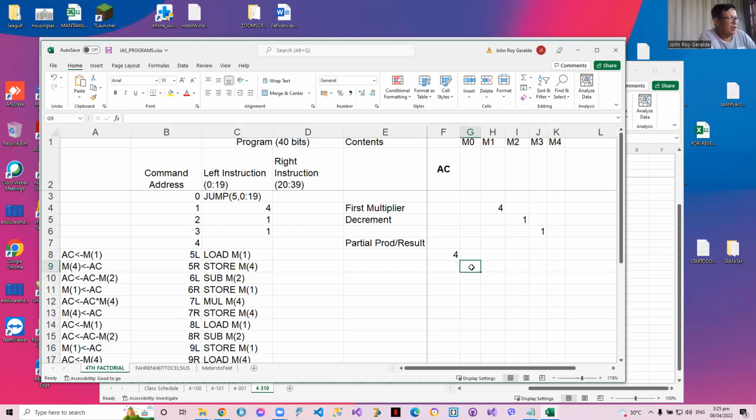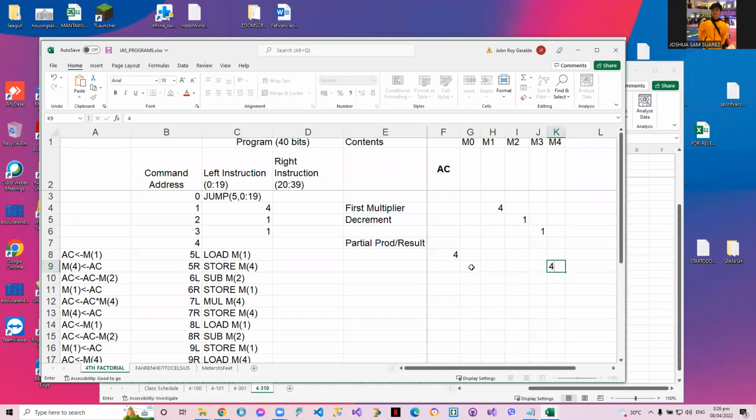Now we say store M4. Joshua, what will happen to M of 4? Store M4 means M of 4 receives AC. This is M of 4, right? Do you see that? So what value will be stored there? The value from AC. What value? 4. Okay? Ganun lang naman eh. Paunti-unti, no? Little by little.